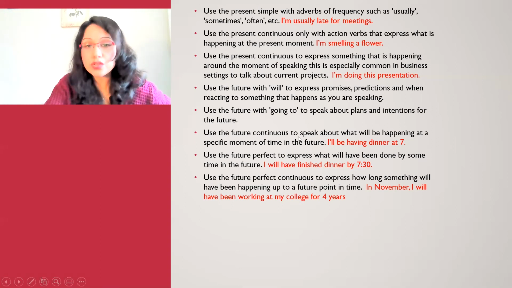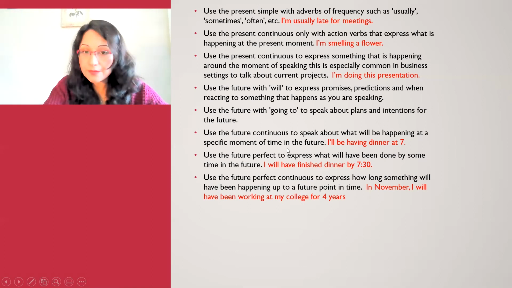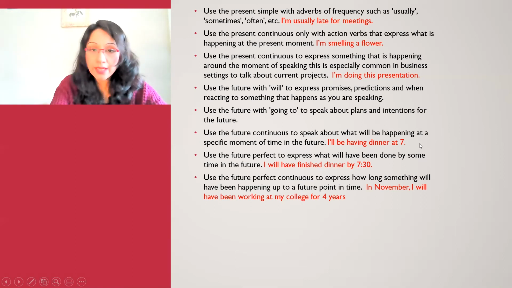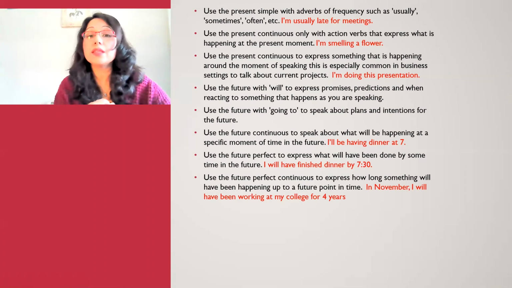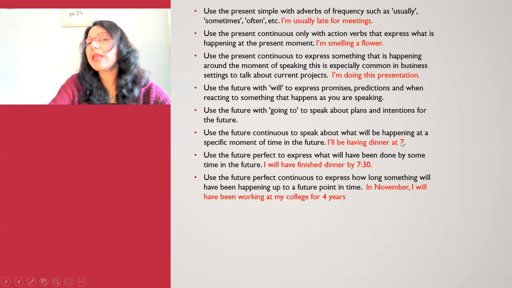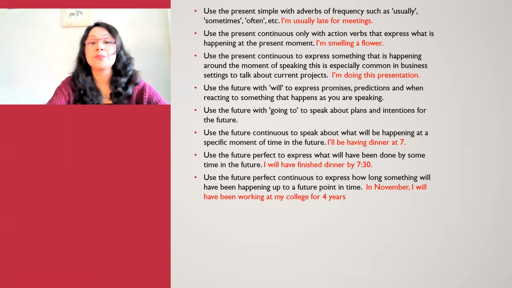Then use the future continuous to speak about what will be happening at a specific moment of time in the future. So I'll be having dinner at 7. So when you're talking about things in the future and at a specific time in the future, something that you would be doing. All right, that's what you expect to be doing. So I'll be having dinner at 7. Use your future continuous to do that.